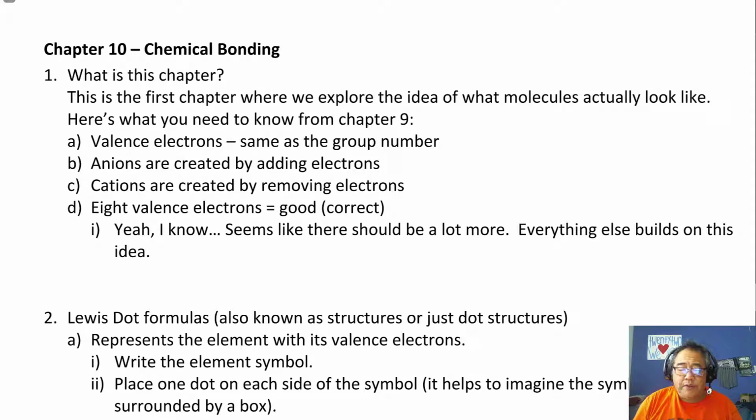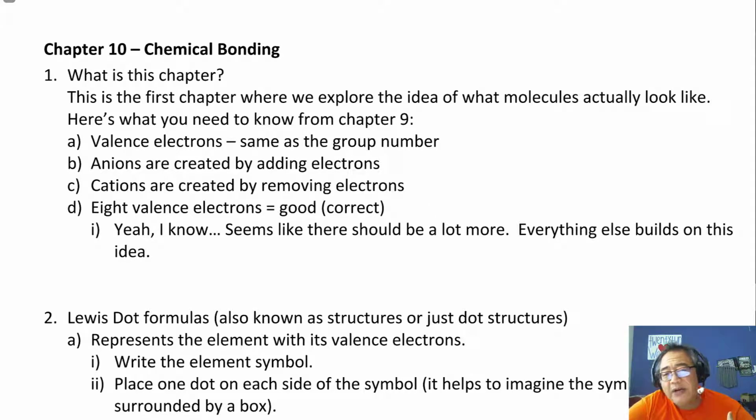Okay, so new chapter. What is this chapter about? That's maybe the biggest thing to get out of the way first. What we're going to do in this chapter is actually figure out what molecules look like. In order to do that, we need to figure out how atoms bond together, and there's a very logical way that they do. We have to figure out how the atoms will connect together, so we'll give you some rules for that.